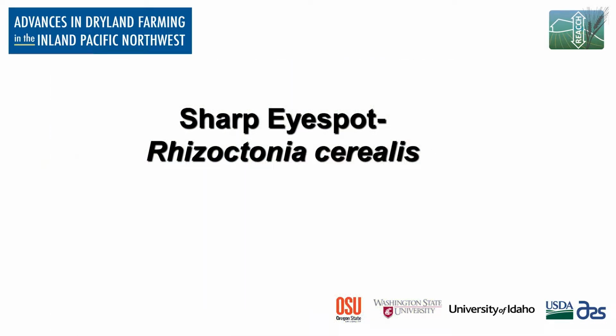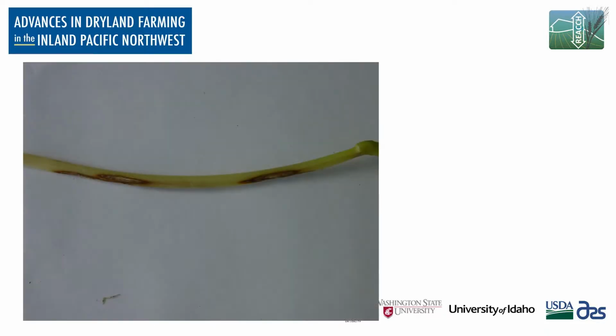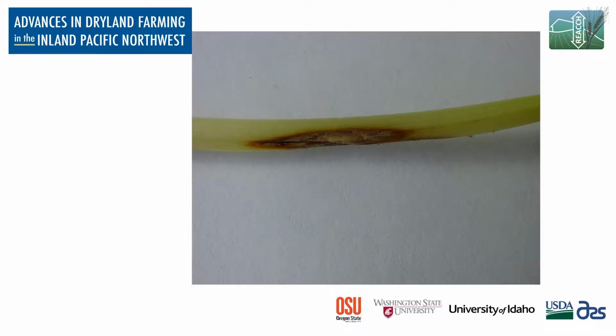There's one other disease that we don't see very much, but you could mistake this for, and that one's called sharp eyespot, or Rhizoctonia cerealis. And if you look at the symptoms of this disease, the margins tend to be much more sharp and distinctive.